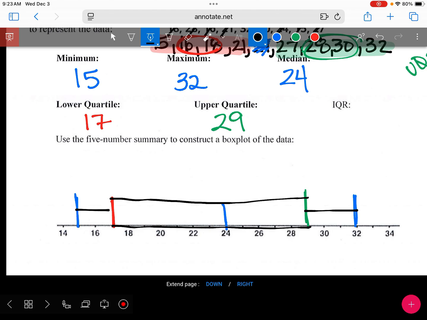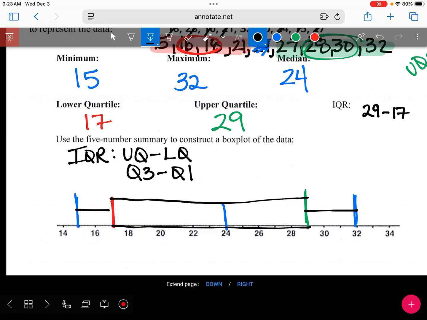All right, so let's talk about IQR and range. Just a reminder, to find your IQR, you're going to subtract the upper quartile minus the lower quartile, or Q3 minus Q1. So when I'm looking at the data that I came up with, the upper quartile is 29. The lower quartile is 17. So what is 29 minus 17? So that means that 12 is my IQR.